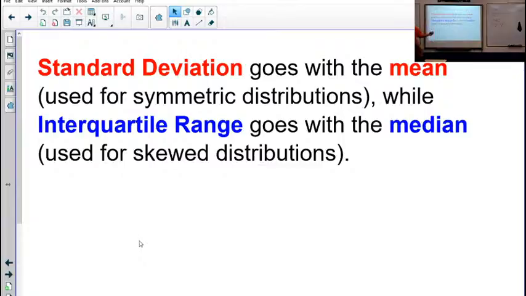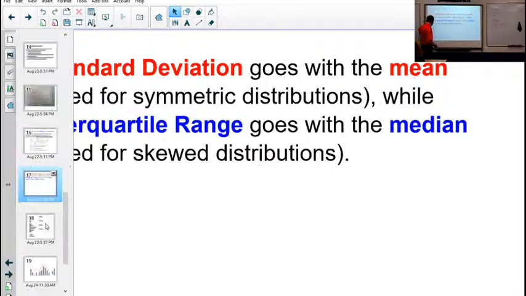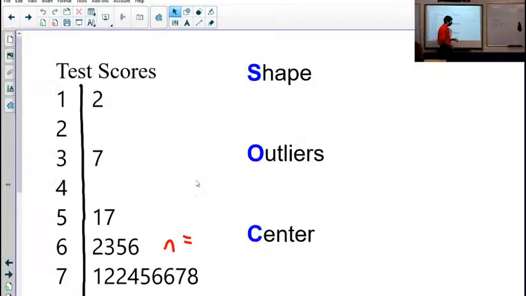So let's put that all together and come up with a way to describe a distribution. Let's do an example together. We'll do one together, and then I'll have you try one on your own. That's what we're going to do.